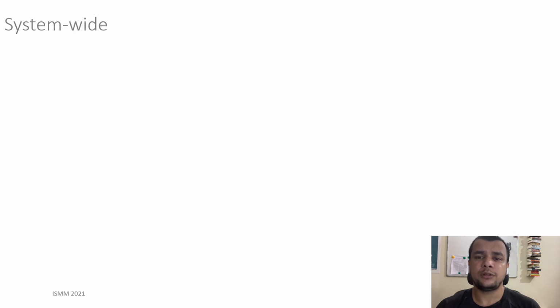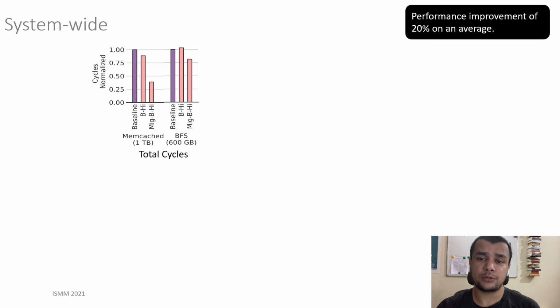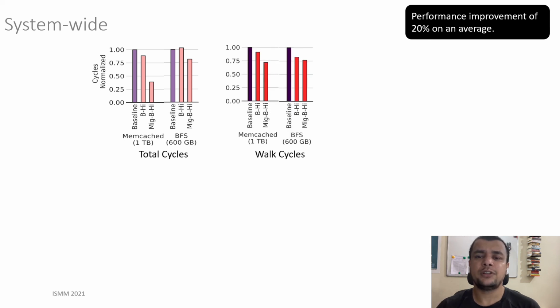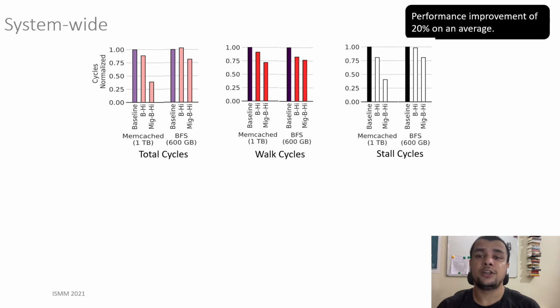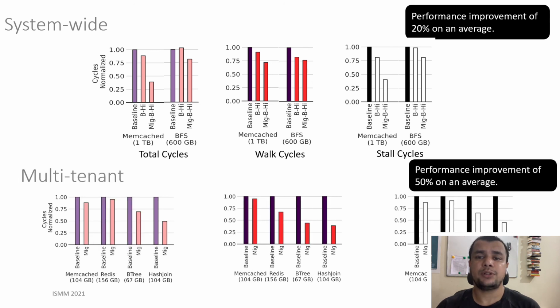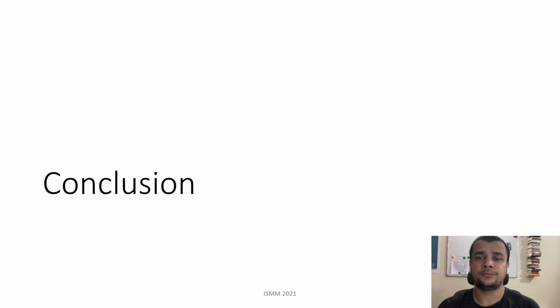in a full system run, when a single application is using all the resources, the performance of the application improves by 20%. This is mainly due to the reduction in walk cycles, which in turn also reduces the stall cycles due to a quick virtual address to physical address mapping resolution. In a multi-tenant environment, the average performance improvement is 50%. This is mainly due to more opportunities for page table migration across the different NUMA nodes.